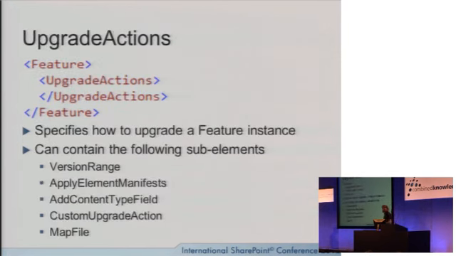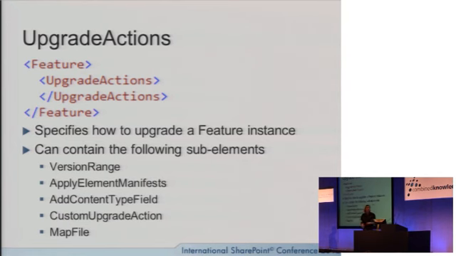If we want to do an upgrade, we will need upgrade actions, which we can define in the UpgradeActions element. It will specify how we will upgrade our feature. Will we use code or will we use a declarative approach? The UpgradeActions element can contain several sub-elements: the VersionRange element, ApplyElementManifests, AddContentTypeField, CustomUpgradeAction, and the MapFile element, and we will go through all of those.